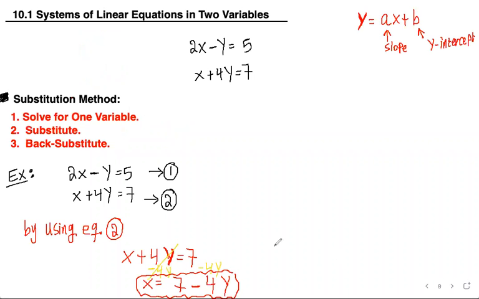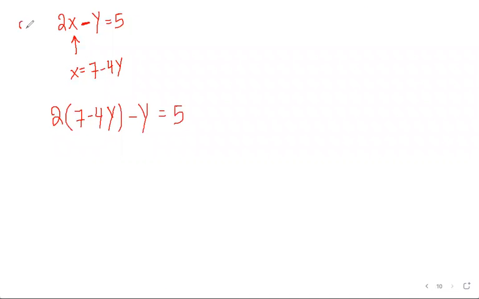So this is my first step here, number 1, and this is my second step, number 2. Okay, now distribute the 2 inside the parentheses. I get 14 minus 8y minus y equal 5.